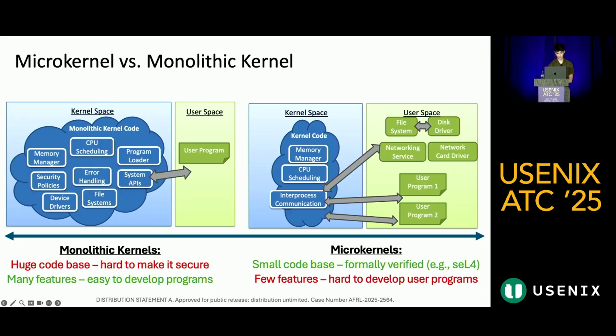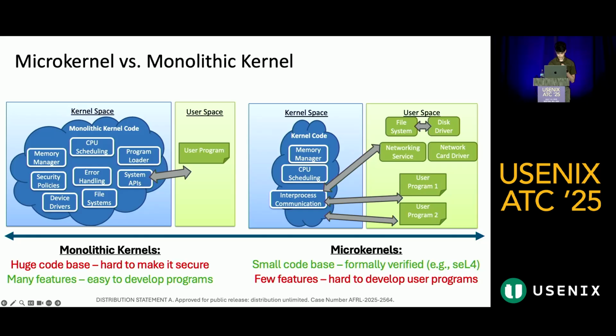In this model, most operating system services, such as device drivers, file systems, and memory management, are integrated into the kernel space. This creates a large, feature-rich kernel, which simplifies interactions for user programs and improves performance through direct internal calls. However, this design comes with a major trade-off. The large code base is harder to secure and maintain. A single bug in any of these components can potentially crash the entire system.